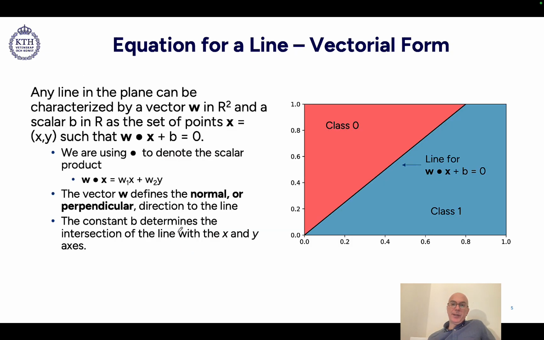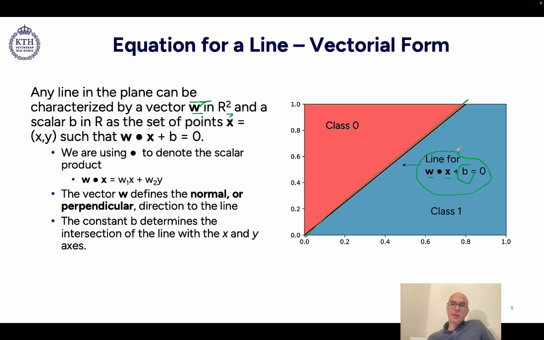From linear algebra courses, you probably remember that a line in a plane can be formulated in a vectorial form by using this equation here. We use a vector W, which has two dimensions, and a scalar b, as the set of points x, which is also a vector with two components, such that the inner product of W and x plus b is equal to 0. So we can express this line using this vectorial formulation.